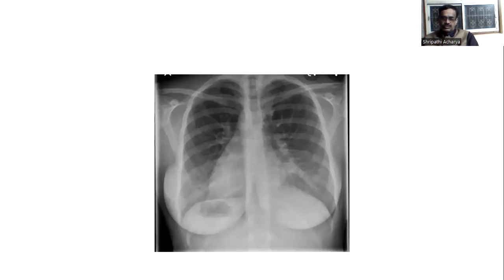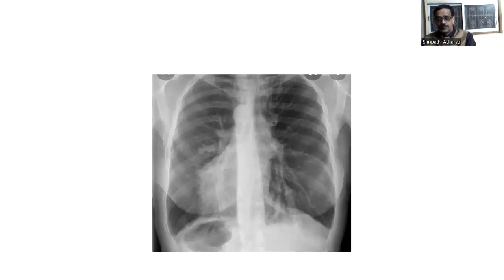Here also, this is a female patient, breast shadow is prominent. You can see the heart is on the right side, apex is on the right side, stomach shadow, air shadow is on the right side. Bronchiectasis changes. This is a patient of Kartagener syndrome.